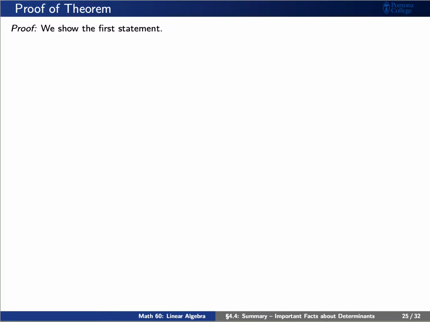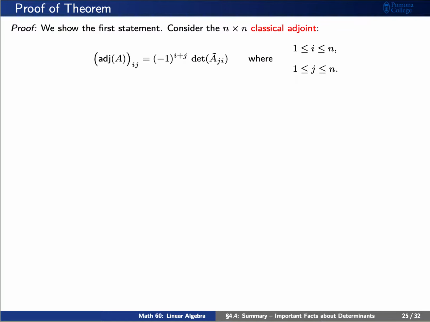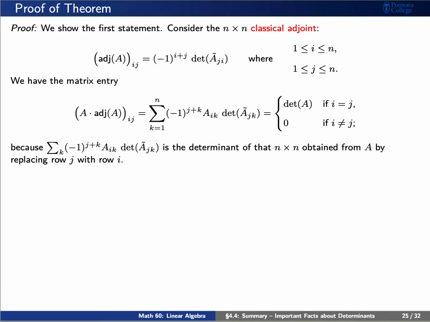Let's try to explain where this theorem is coming from. Recall that the classical adjoint is defined as the transpose of the cofactor matrix. The ij entry of this matrix is as on the screen here. We can then multiply this classical adjoint with the matrix A, and we find the following sum. If we stare at the sum very closely, we see that here we have a sum, k goes from 1 to n, (-1)^(j+k), a sub ij, remember that this is the entry in row i, column j, times the determinant of A sub jk transpose. This is the matrix we obtain by crossing out row j, column k.